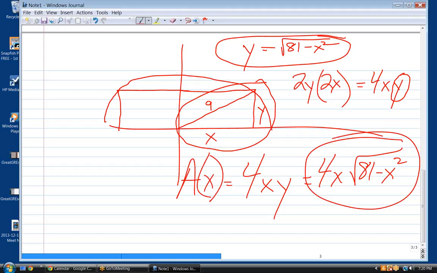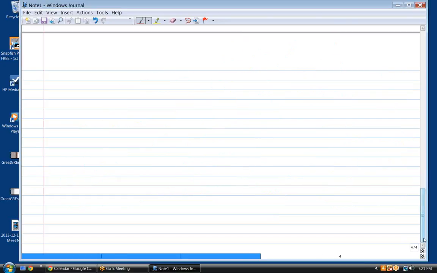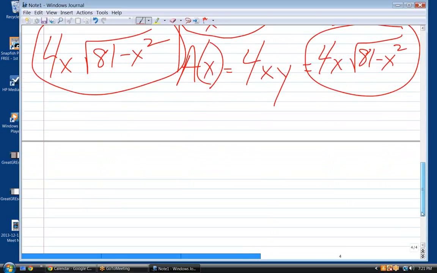Then what would the domain be? Of the area. Okay, so we're looking for the domain of 4x root 81 minus x squared. So how do we figure out domain when we have restrictions on it? Well, the best way to do it is to take whatever's inside the radical and say that that has to be greater than or equal to 0. It can be 0, but it can't be negative.